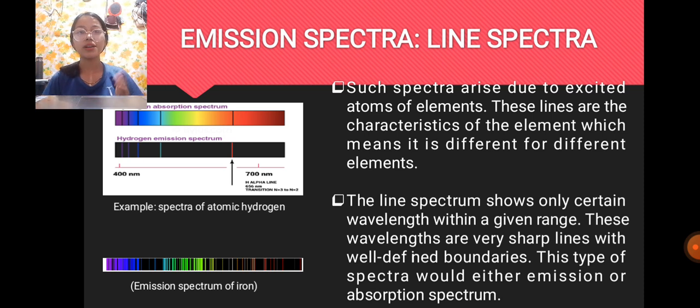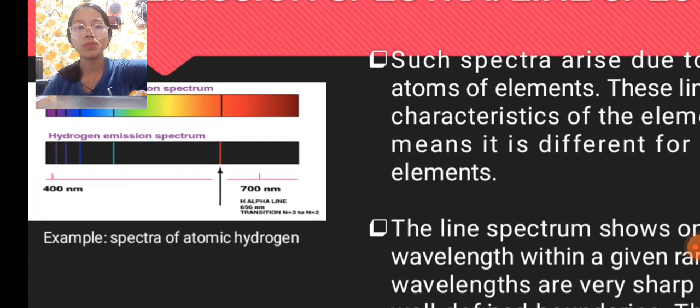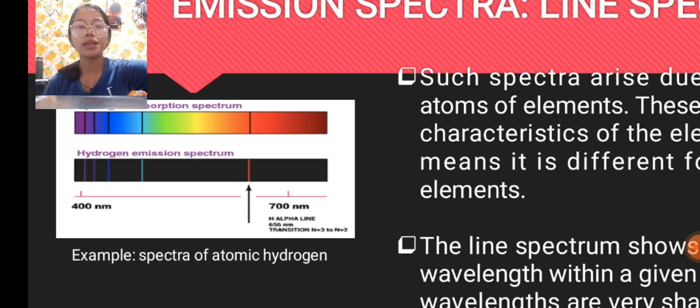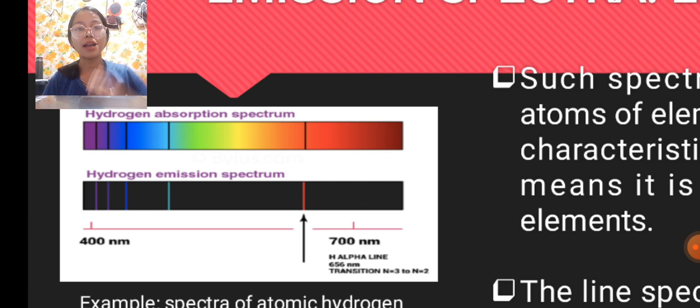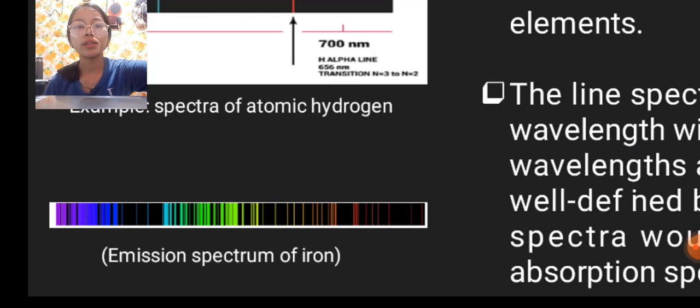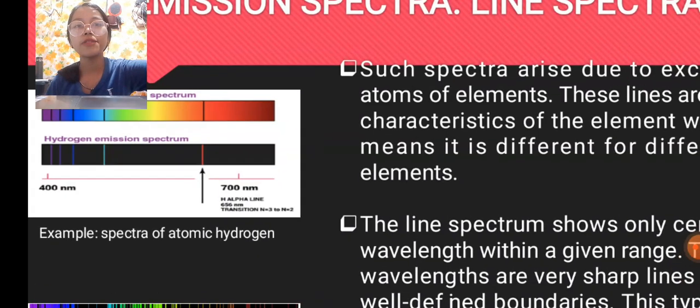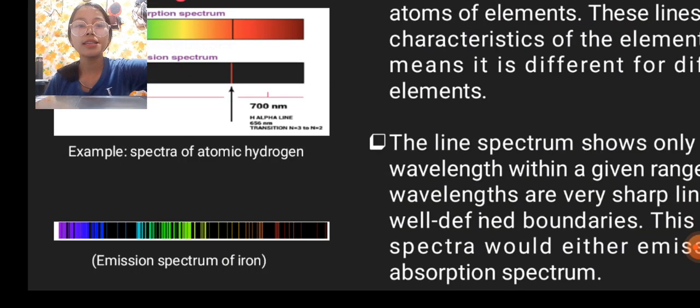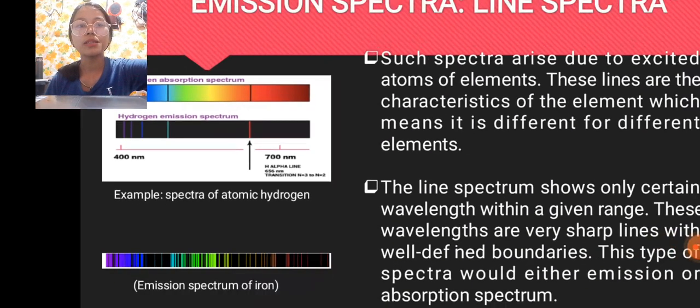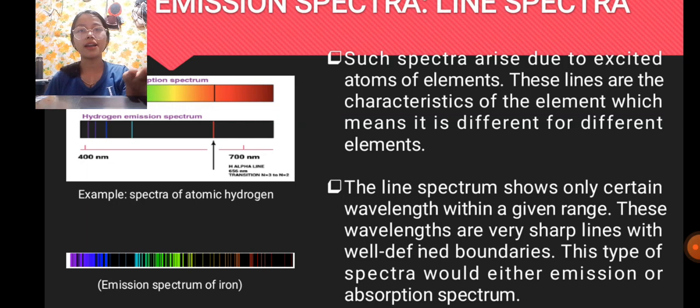Okay, so such spectra arise due to the excited atoms of elements, and these lines are the characteristics of elements, which means it is different for different elements. So take for example this picture. This picture is showing the spectra of the atomic hydrogen, and this one is also showing the emission spectrum of an iron. So as you can see, there are different lines associated between these two elements. So this difference is showing that element hydrogen is different from the element iron.